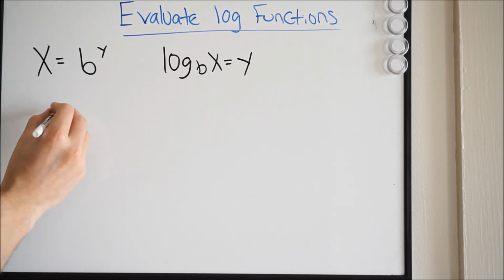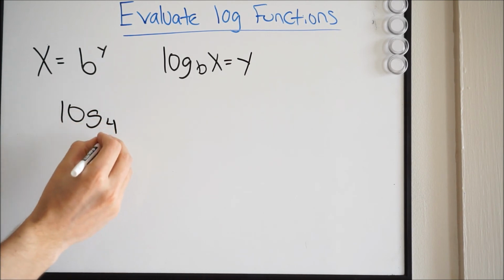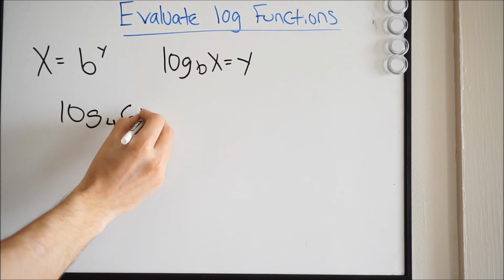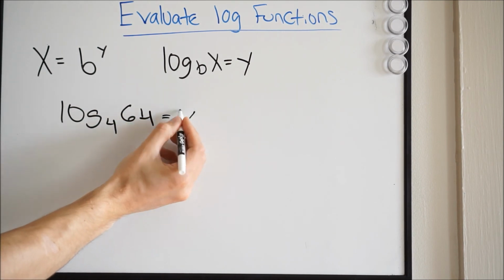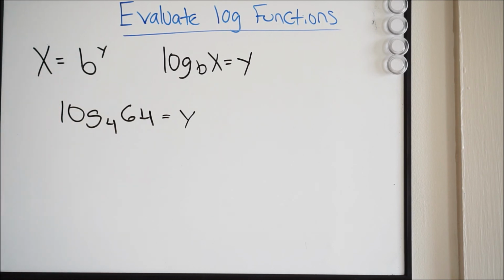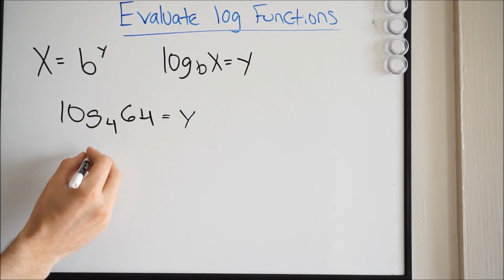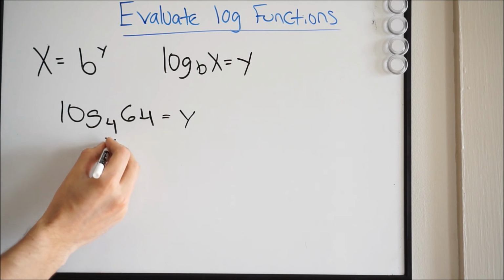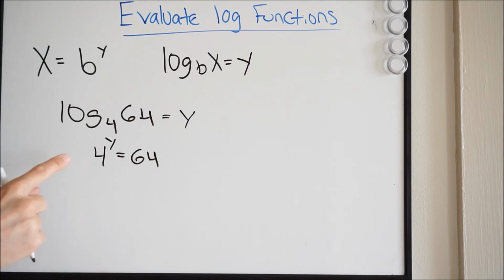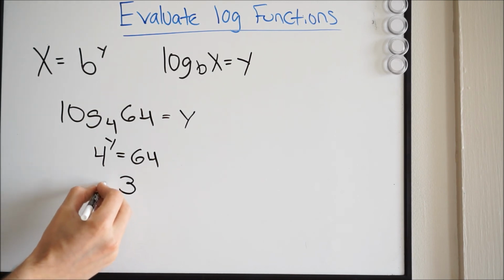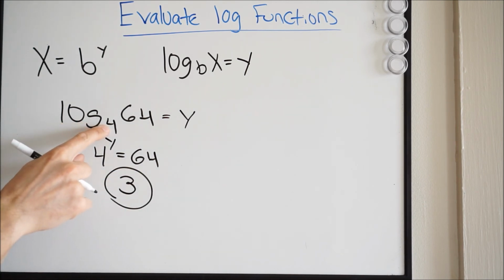Let's do log base 4 of 64. Again, first step, when you're evaluating these, set it equal to y. Okay, and then put it into its exponential form. So here we go. Now we're saying to ourselves, 4 to what power is going to give me 64? Right, and that's going to be 3. So log base 4 of 64, the answer here is going to be 3.